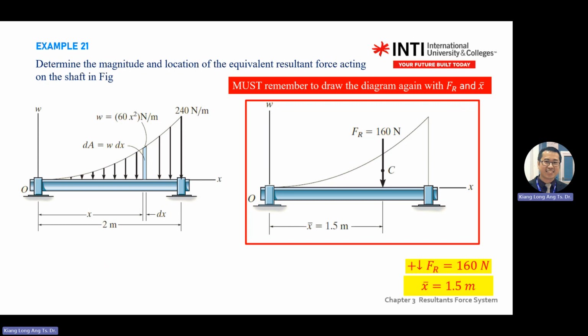If you're scared that your answer is wrong, you just don't put 1.5. You put X bar. If you're not confident with your answer, then don't put 1.5. Then this line must go with the X bar.